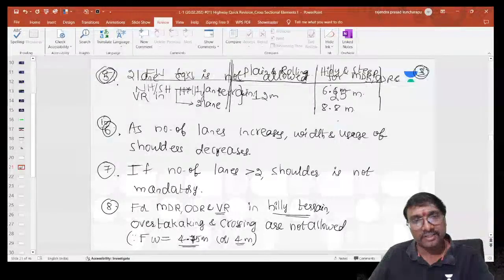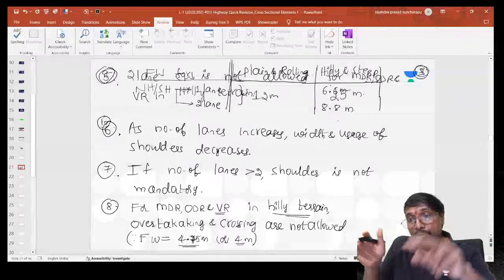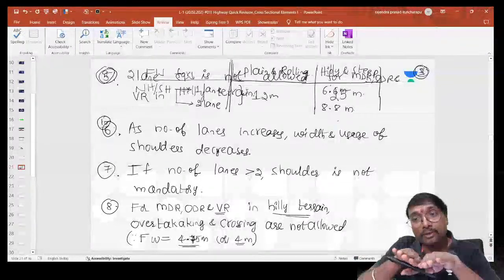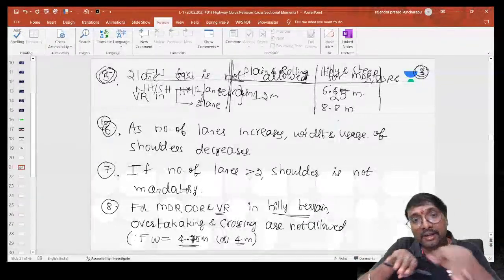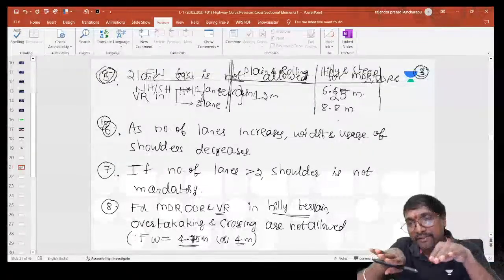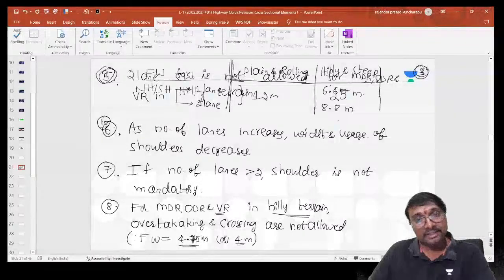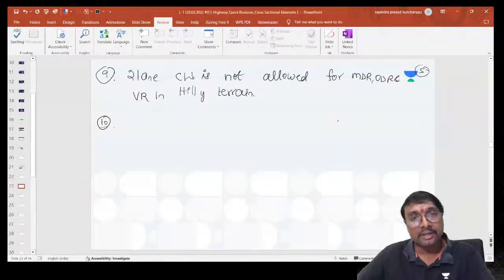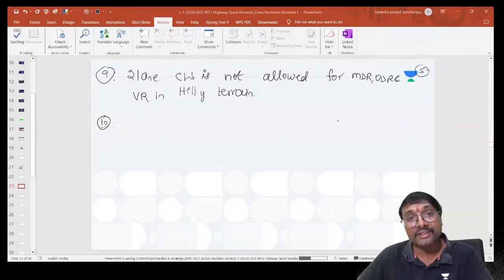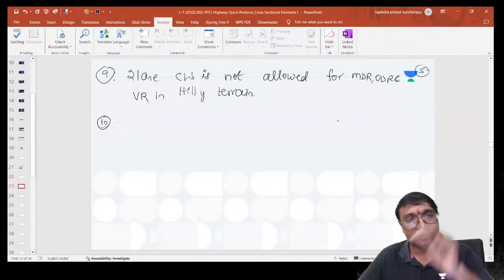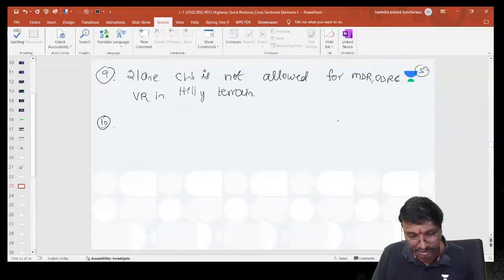And for major district road, other district road and village road in hilly terrain, overtaking and crossing are not allowed, right? Because the total formation width provided is 4.75 meter. Two vehicles together, even if they are placed without gap, need 5.5 meter, but only 4.75 is available. Even without gap they cannot overtake, na? It is impossible. So that's why these are not allowed. Two-lane carriageway is not permitted in case of major district road, other district road and village road in hilly terrain, right? Is it clear now, Kumar?